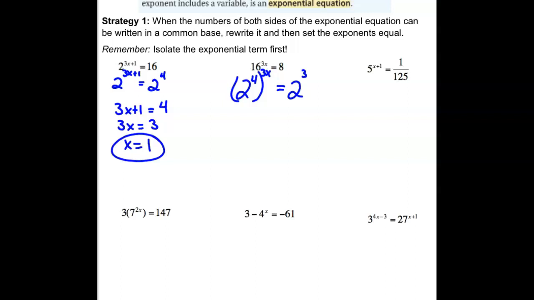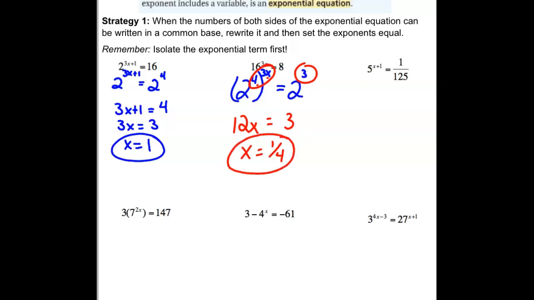Notice on the left side we have a power raised to another power, and our exponent rule says we multiply those. So we get 12x on this side has to equal 3 on this side. And then if we divide out the 12, x would have to be 1/4.